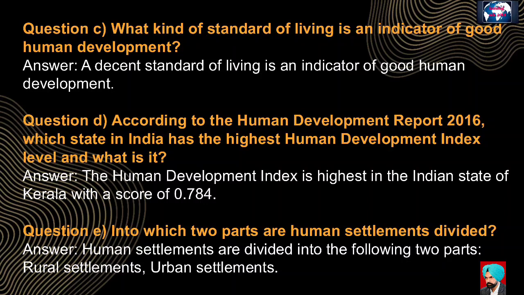Answer: The Human Development Index is highest in the Indian state of Kerala with a score of 0.784. Question E. Into which 2 parts are human settlements divided? Answer: Human settlements are divided into the following 2 parts. 1. Rural settlements. 2. Urban settlements.